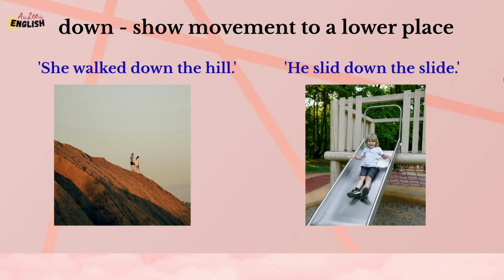Another example is he slid down the slide. Here also down indicates the direction of movement from higher position to the lower position. It specifies that the person moved vertically along the slide, starting from higher point and sliding downward toward the bottom or end of the slide. So up and down are essential for describing vertical movements, whether it is physically moving up or down an incline, or metaphorically describing increases or decreases.